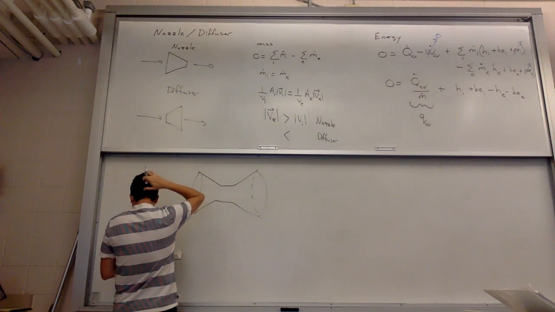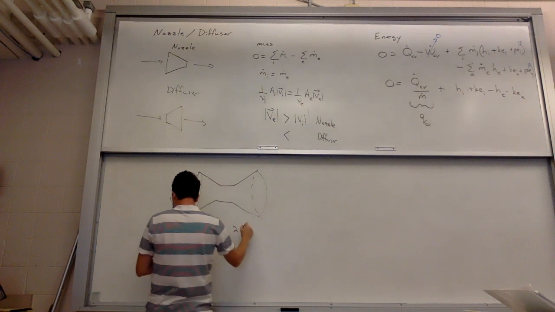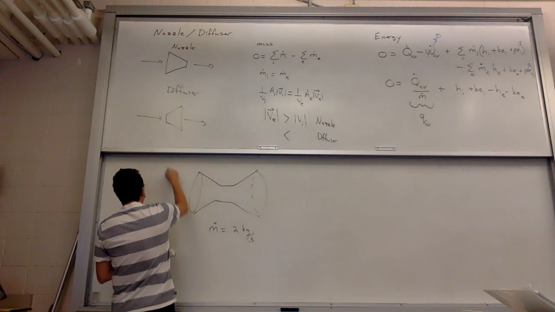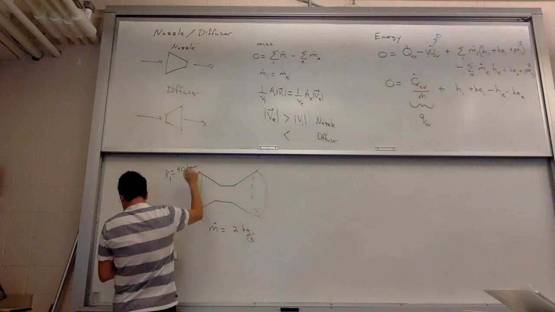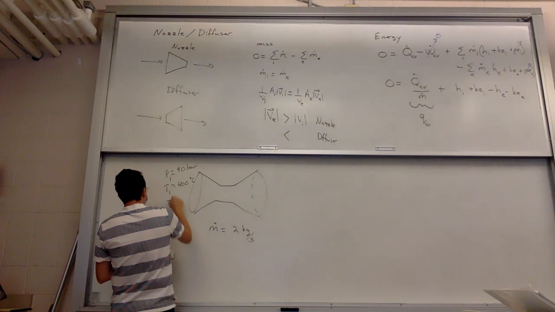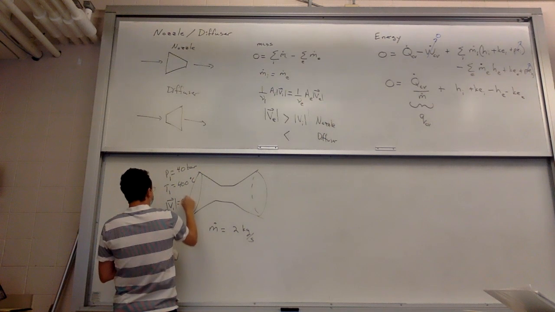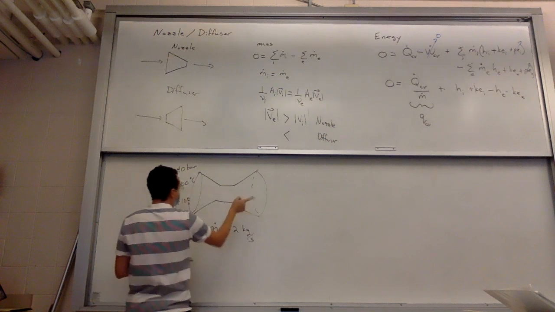What we are told is the following. We're told that m dot is 2 kilograms per second. P1 is 40 bar. T1 is 400 degrees Celsius. The velocity at state 1 is 10 meters per second. It's flowing to the right.